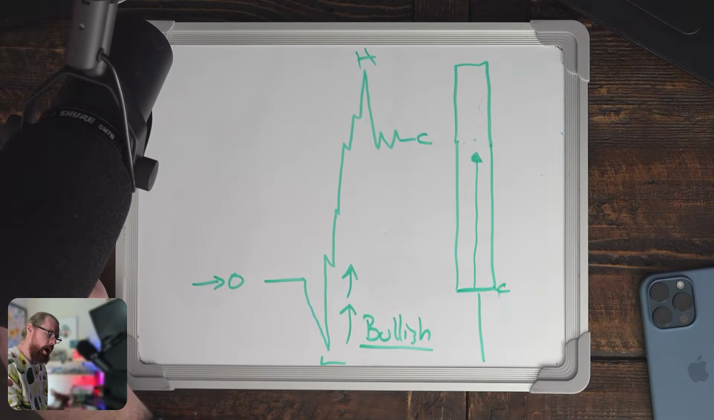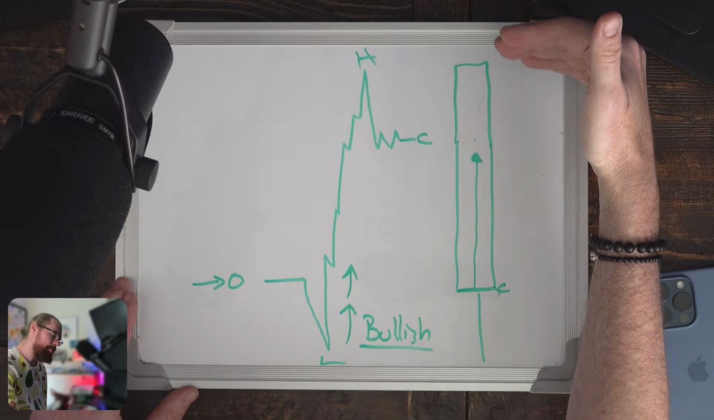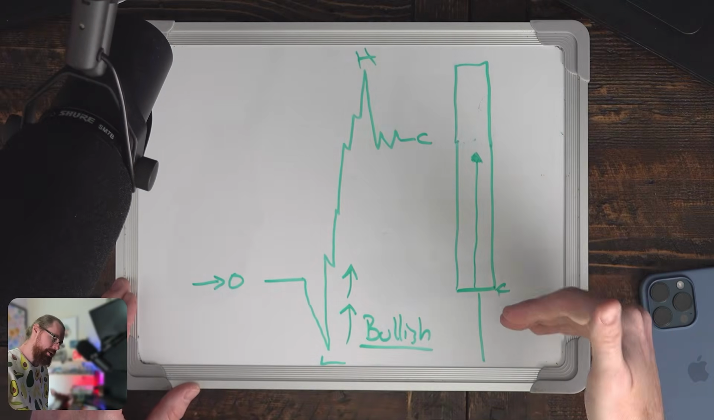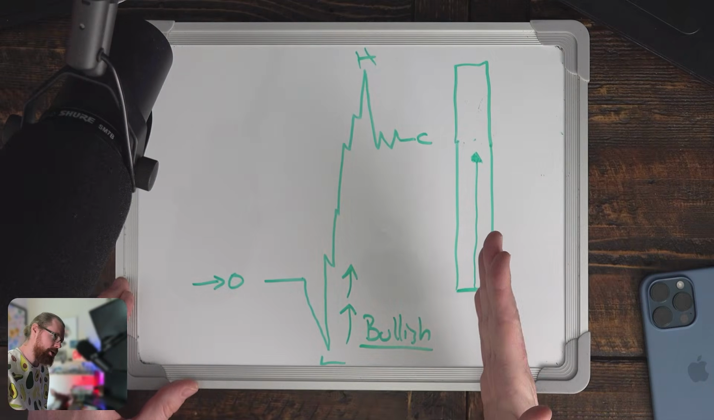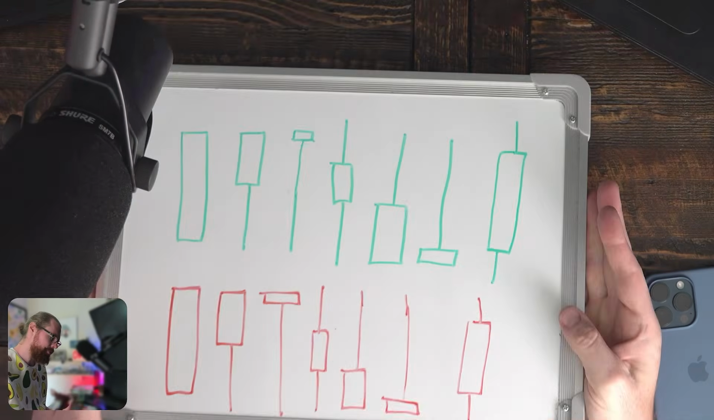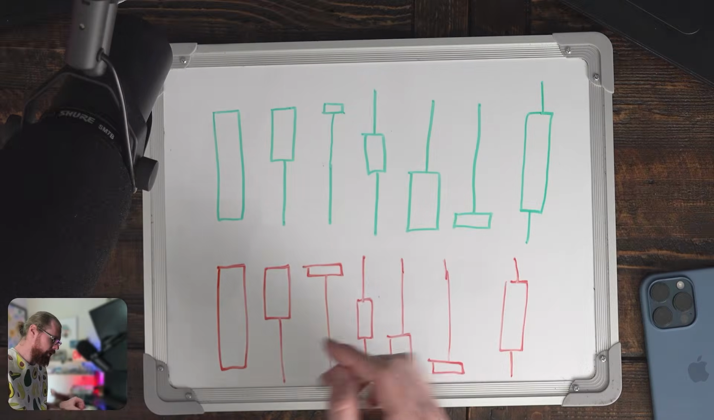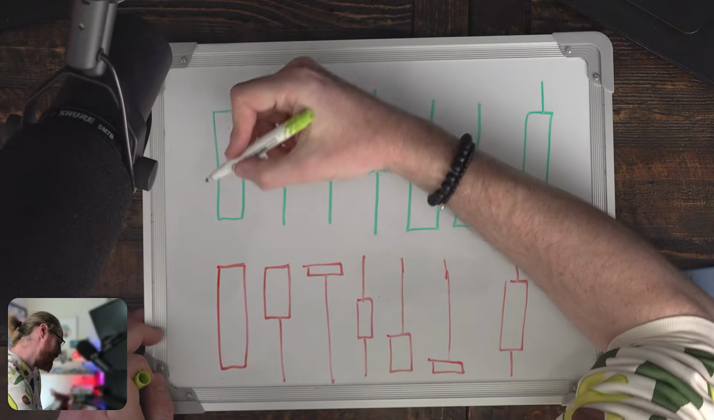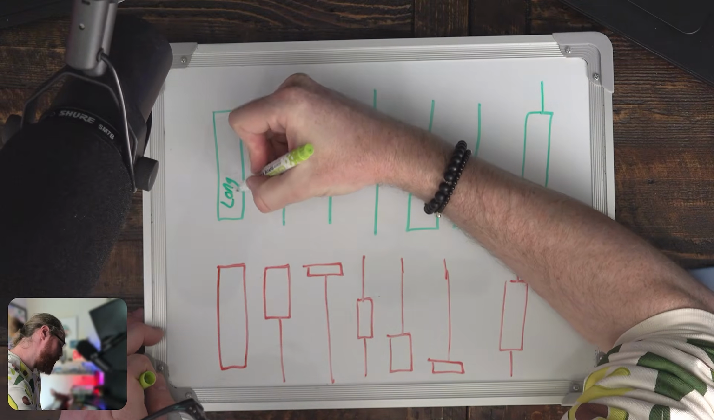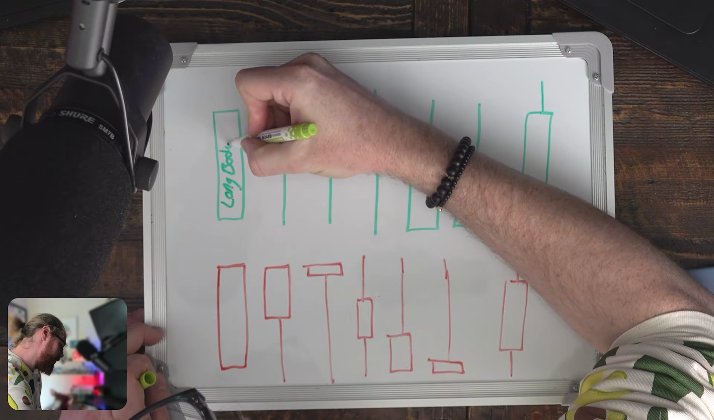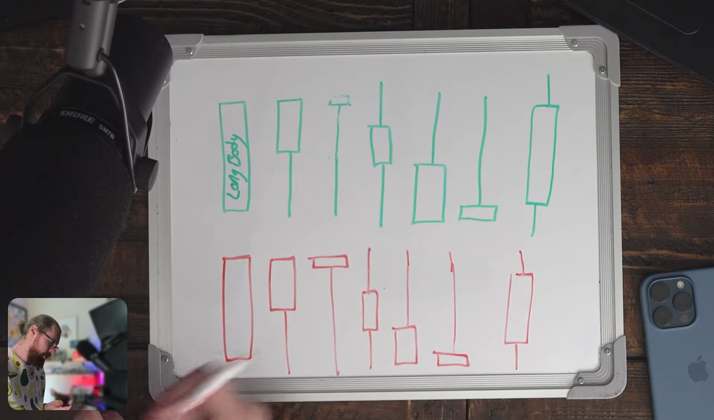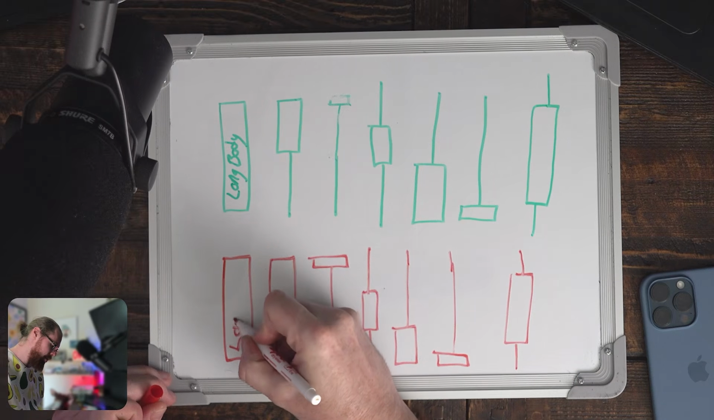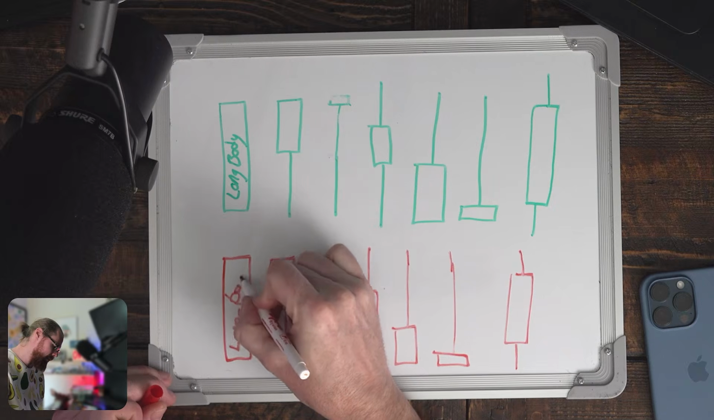So it's important to note that upper candle wicks are bearish because they're pushing the price back down, and these lower candle wicks are bullish, pushing the price back up. So the first candle right here is called a long body candle. It has a long body, as the name suggests. This is true with both red and green candles. They're both long body candles.